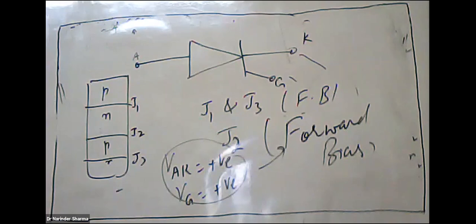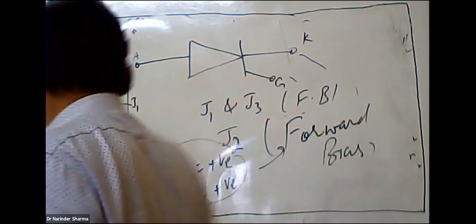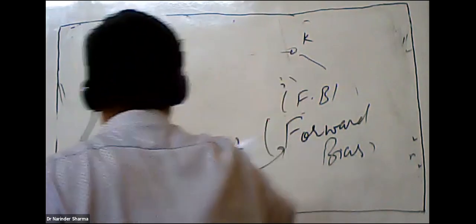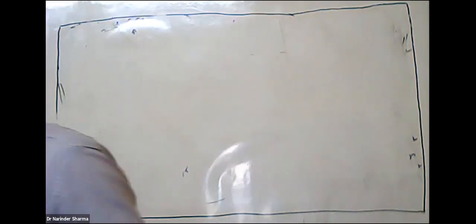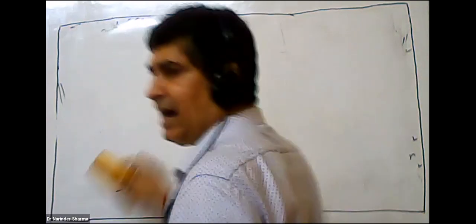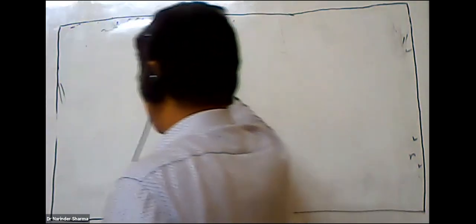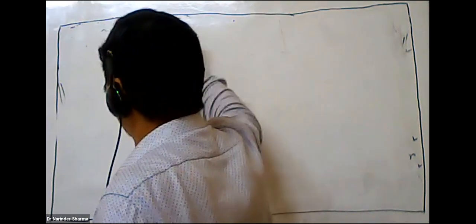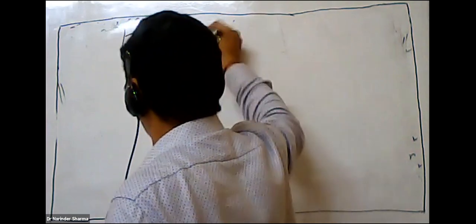We will discuss the turn on time of the SCR, and a very important thing is the firing angle. Firing angle is most important. It is defined as the angle between the instant the SCR would conduct if it were a diode, and the instant it is actually fired.